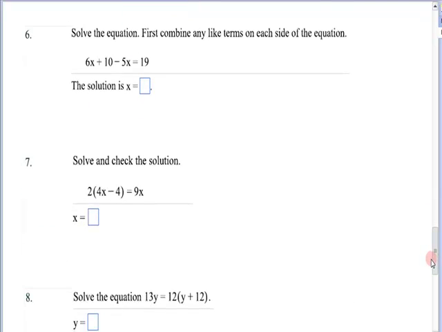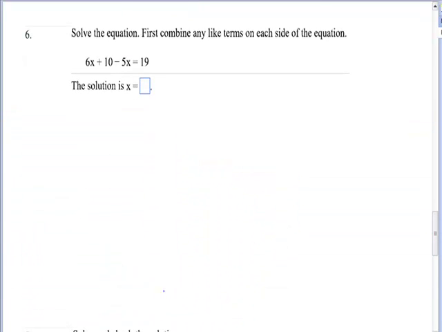All right, number 6. I'm doing quite a few of these examples. If you don't need all of them, that's fine, but I'm doing lots so that you have lots to refer to. All right, here's my sixth problem.